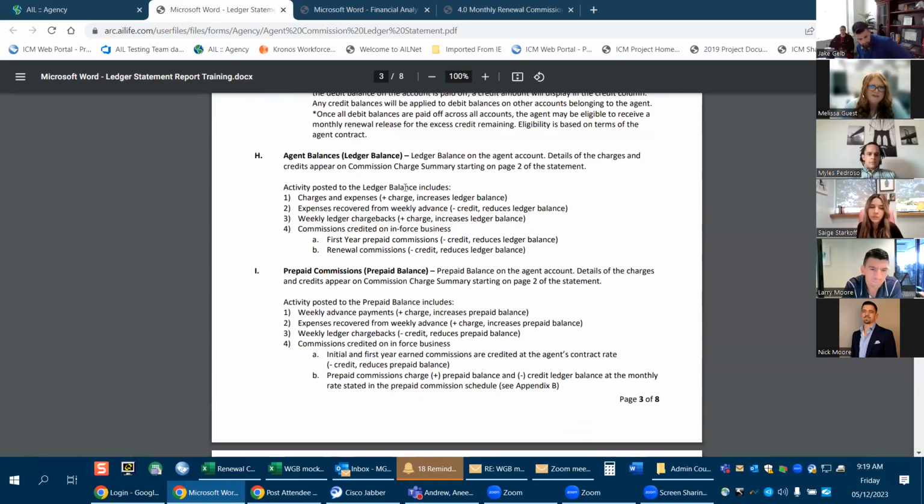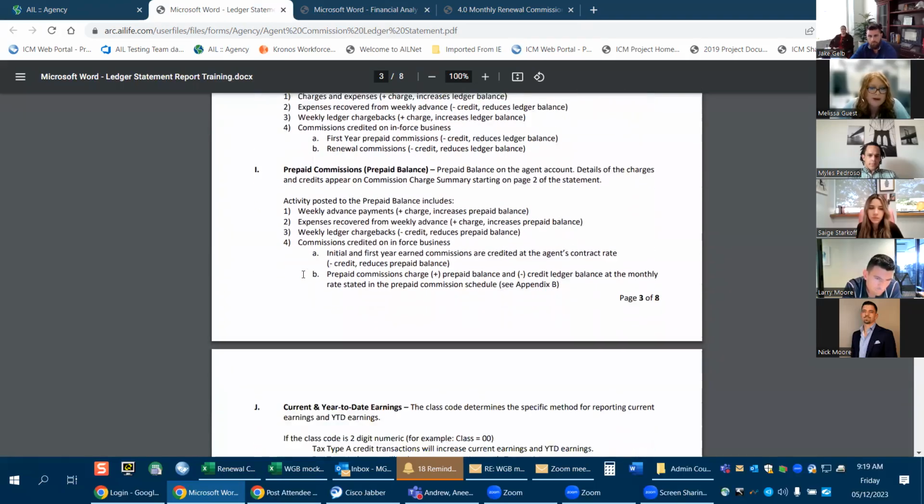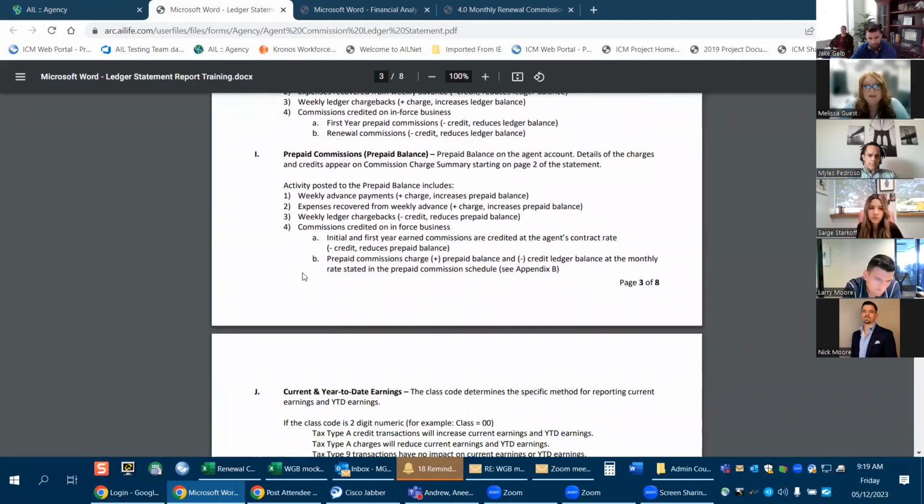So, the activity that's posted to a ledger balance in any given month is going to be any miscellaneous charges or expenses. At an agent level, they won't really have a whole lot of that. They'll have monthly union dues as a charge. Then anything that is a weekly ledger chargeback will increase it, and then an explanation of how the commissions are credited to their ledger balance, in addition to all of their prepaid balance activity, which includes any weekly advances that are paid to them, expenses that are deducted from their advance, a credit for weekly ledger chargebacks, and also credits for their first year and initial commissions.